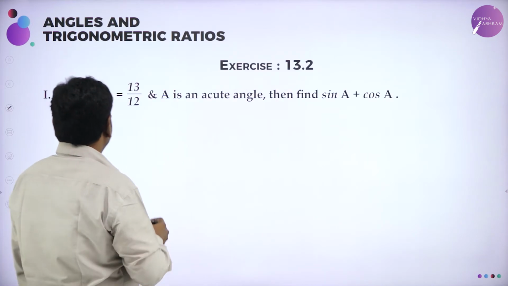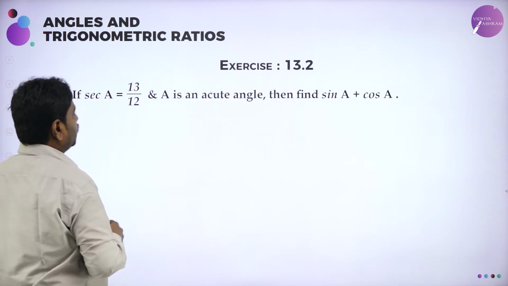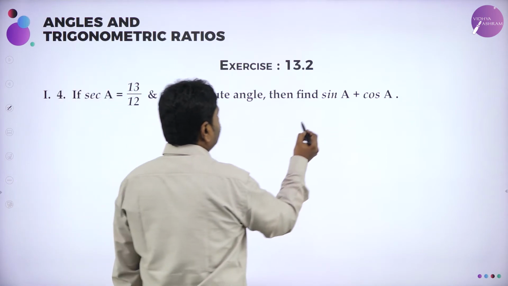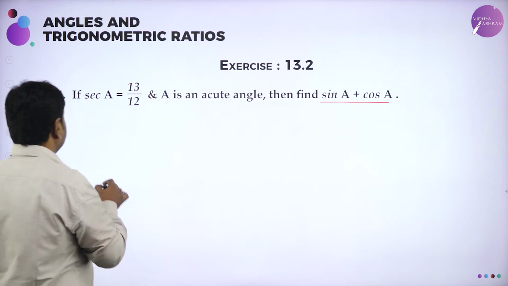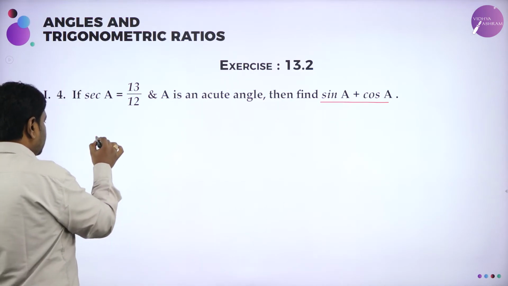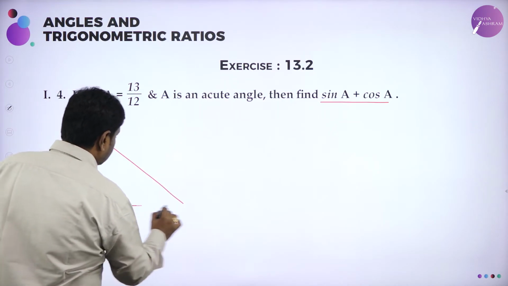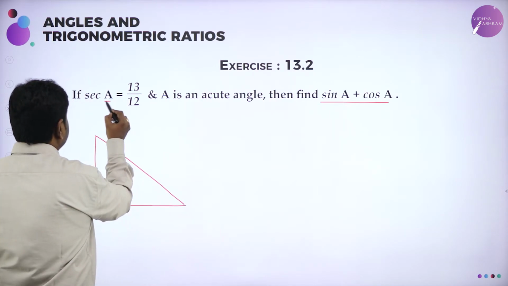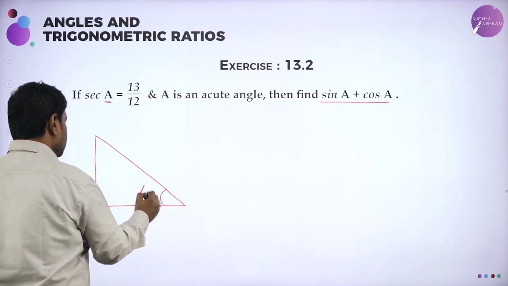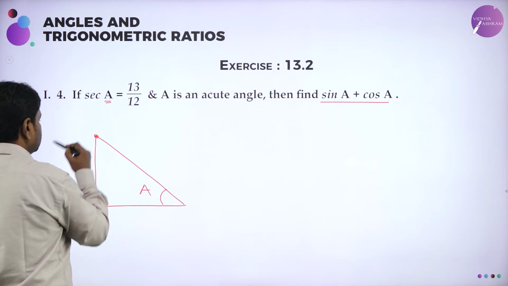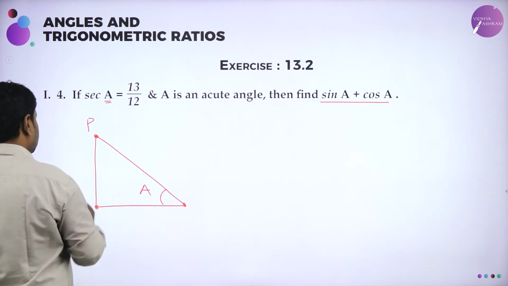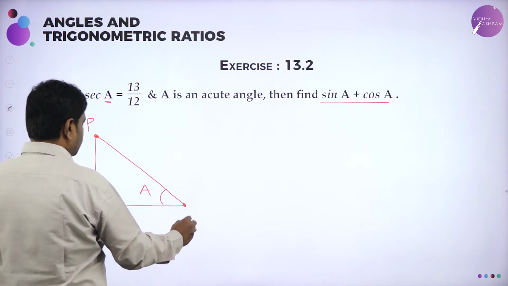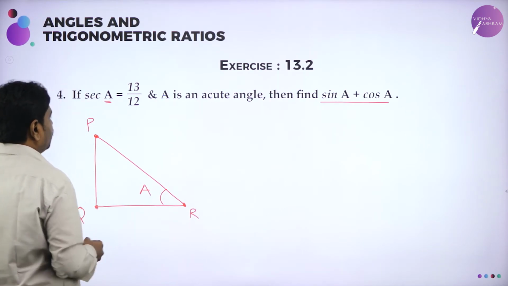Then if secant A is 13 by 12 and A is acute, find sin A plus cos A. They give only secant A. Again, we'll draw a right angle triangle with the given angle A. Let us name this triangle PQR, so it becomes easy because here we have A, no confusion.